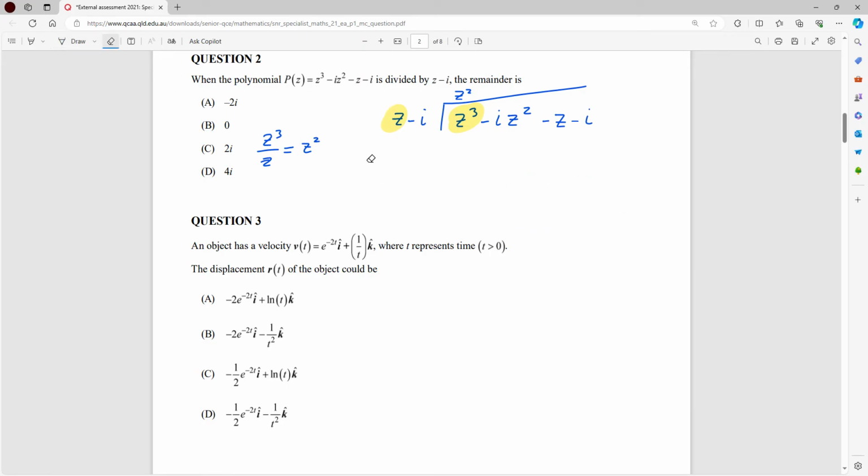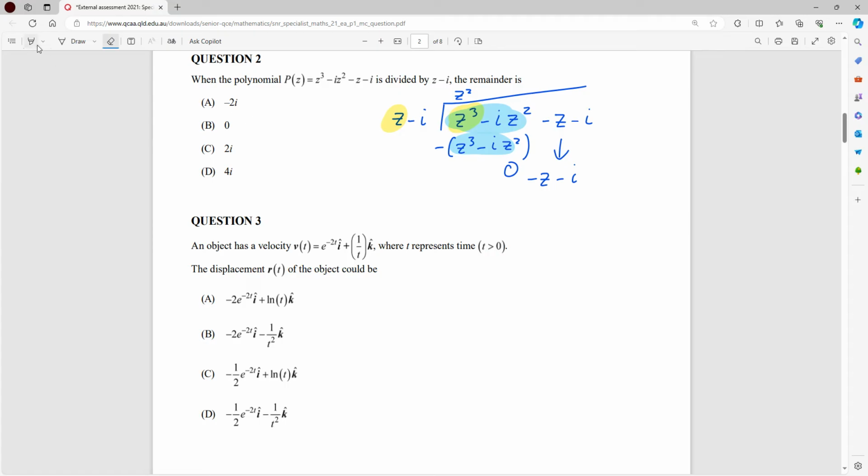That's our question. Then you take the z squared and you times it by z minus i, and that gives you z cubed minus i z squared. Then you put this down here, so you have minus z cubed minus i z squared, and you can see straight away that this is exactly the same as this. So when you subtract, you get exactly 0. You bring the rest down and you have minus z minus i, but we're not done yet because we're not finished doing our long division.